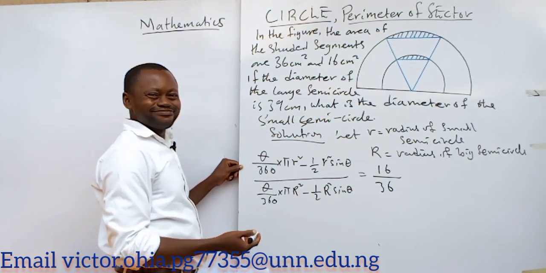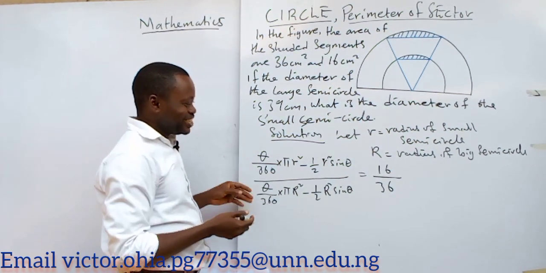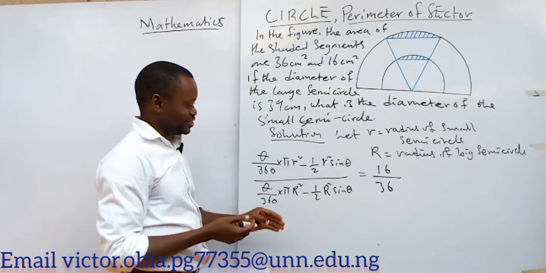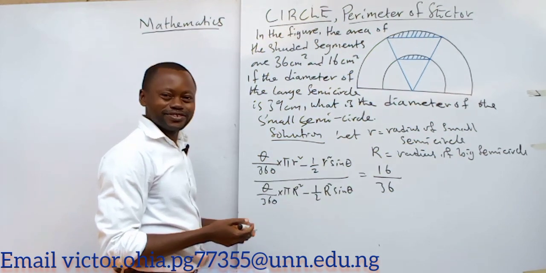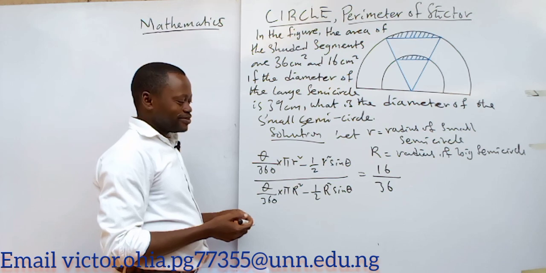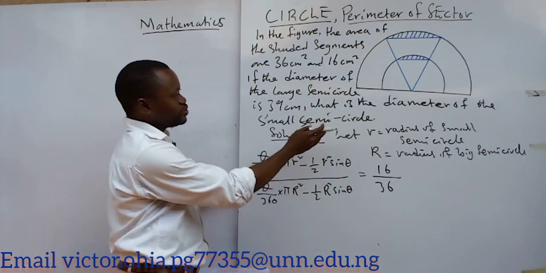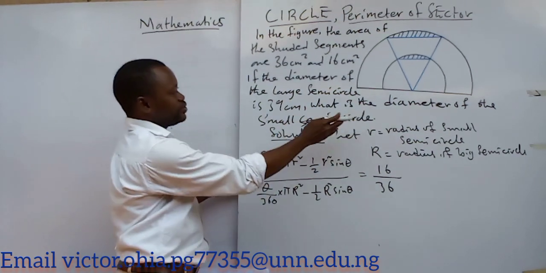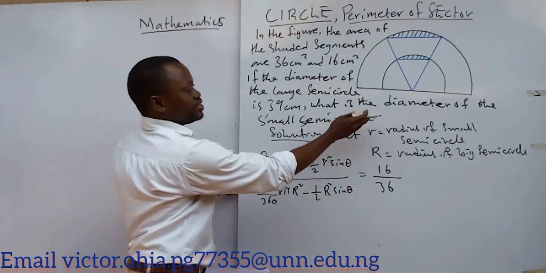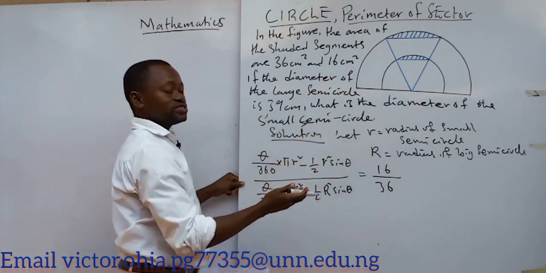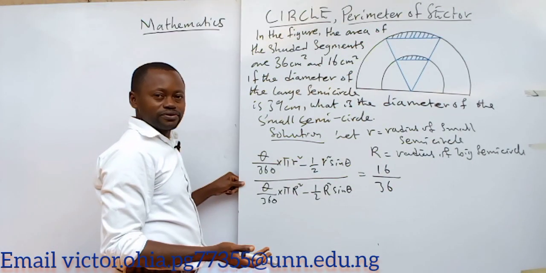So the issue now is, how will you resolve this to get the radius? Wow. How will one be able to resolve this now? What you just need is the radius, so that you can multiply it by 2 and get the diameter of the small semicircle.